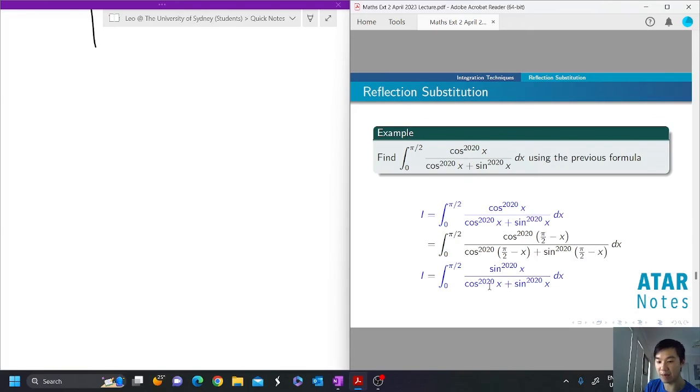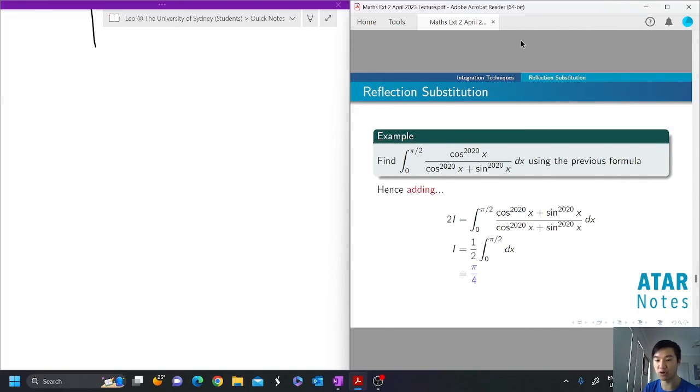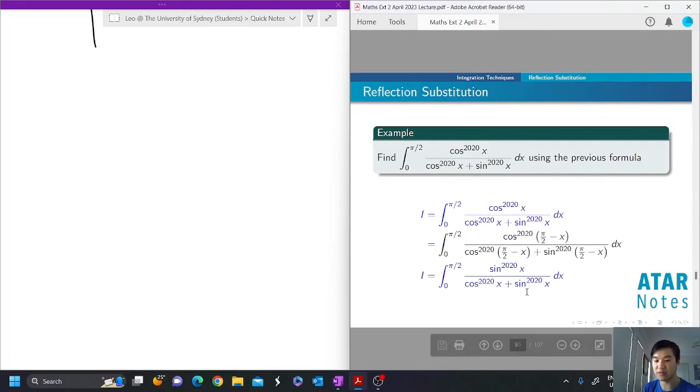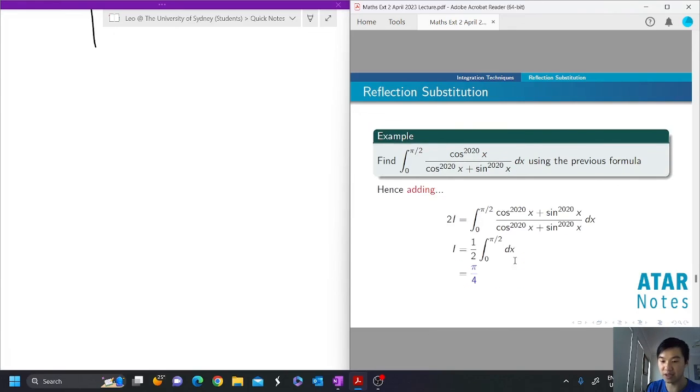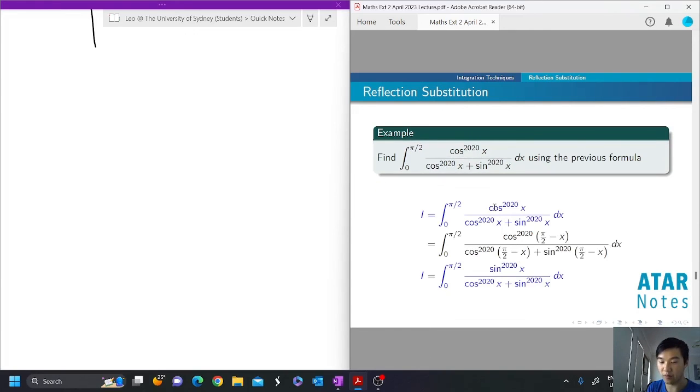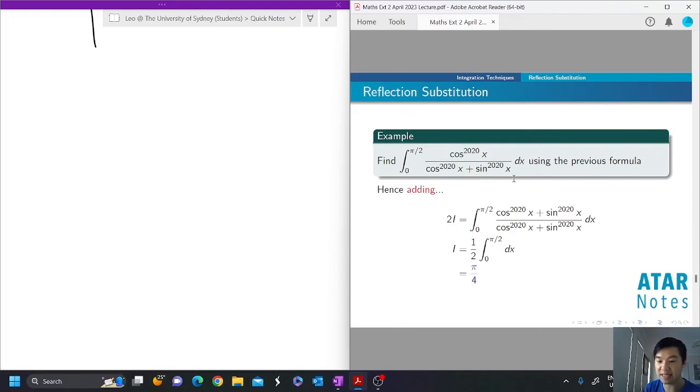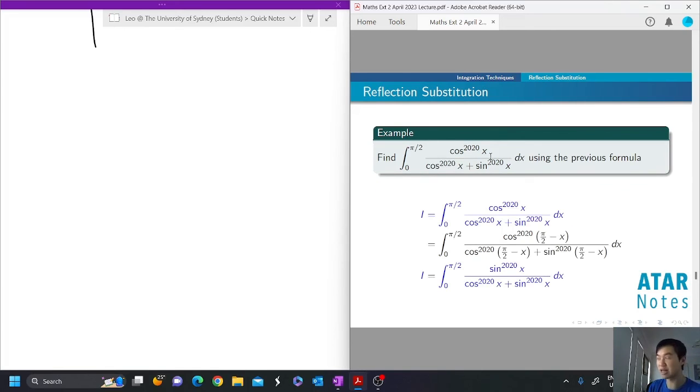So what actually happens is you get these two expressions for the integral, which give you the same result. So what you can do is add them together. If you add this integral with that integral, you end up getting two of those integrals, but with the cos and the sine at the top, cos 2020 plus sine 2020, over cos 2020 plus sine 2020. So these things cancel out and just give you 1. Then you can integrate it really easily and you get pi/4. So you can see it makes a really complicated looking integral much easier using this reflection property trick.